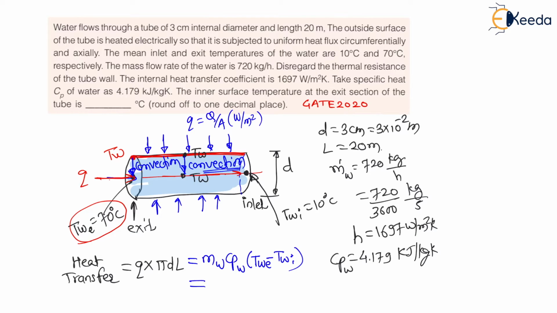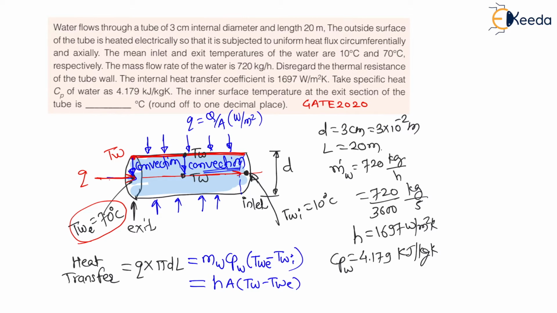This convection heat transfer, as per Newton's law of cooling, what is it? It is HA, right? It is HA into T wall minus T water at exit. Definitely the wall temperature will be more than the water temperature because heat is coming from here. We are using an electrical heater here, right? Therefore it is HA into T wall minus T infinity.